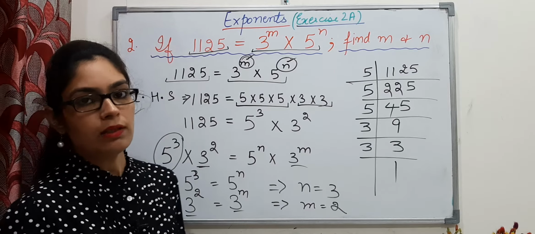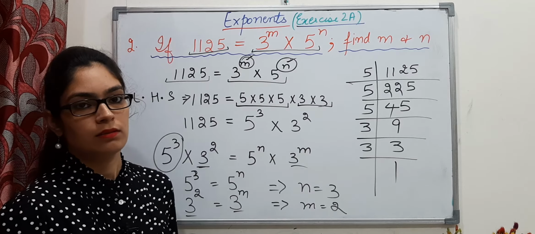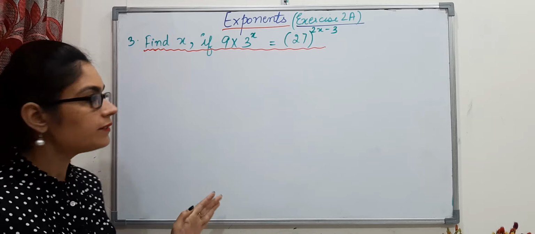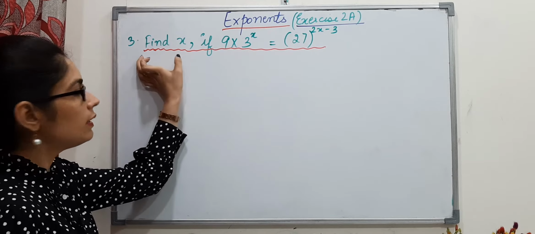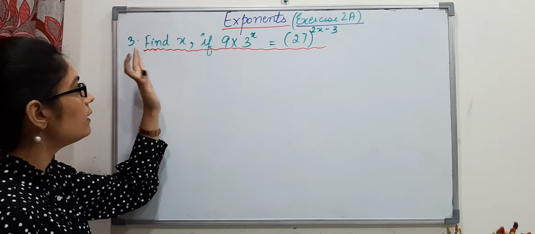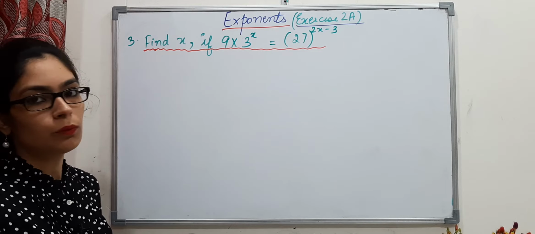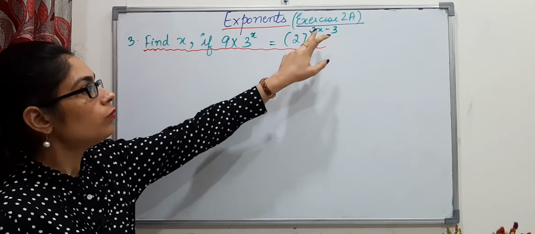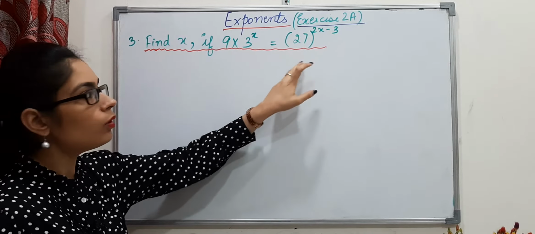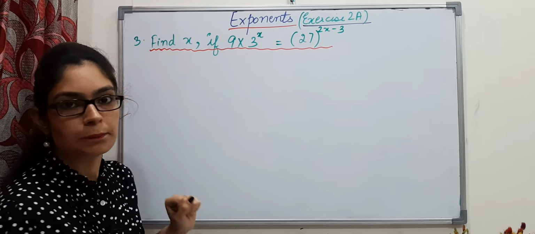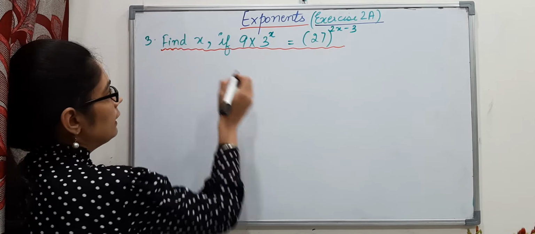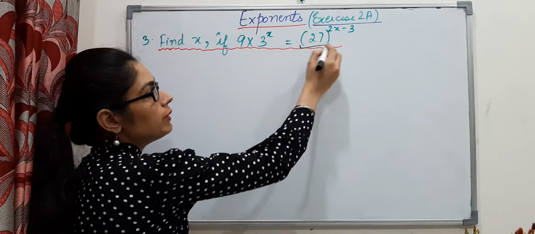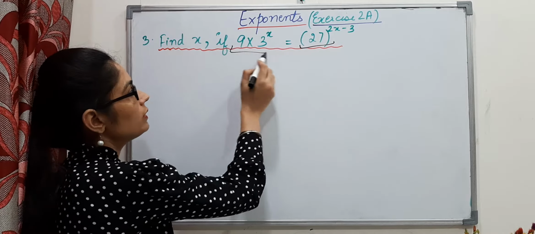Now let's do the last question of this exercise. This is the last question of this exercise, and here it is given to us: find x if 9 into 3 to the power x is equal to 27 into 27 whole power 2x minus 3. See, here one base is not given to us. This side one base is there, this side two bases are there.